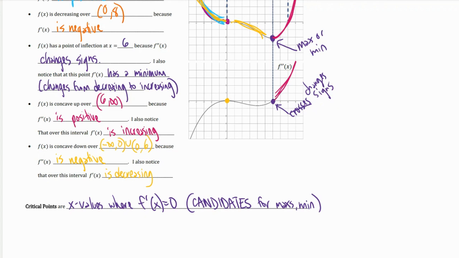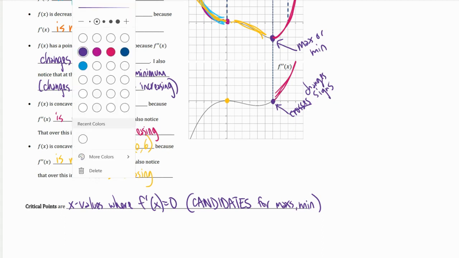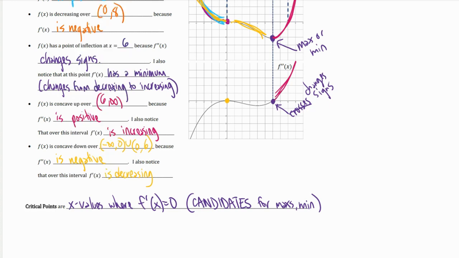Just like the candidates for school secretary, just because they're running doesn't mean they're going to get it, right? So candidates for maxes and mins just means it might be a max or a min, but it might not be. So critical points, when you see that term, means that's where f prime is equal to 0. Those are candidates for maximums and minimums, but they are not necessarily a max or a min, just a candidate for a max and a min. And you know what? I'm going to amend this even further. It's where f prime is equal to 0 or undefined.